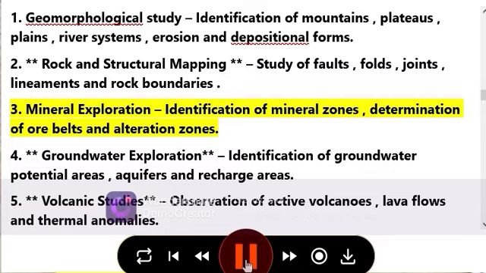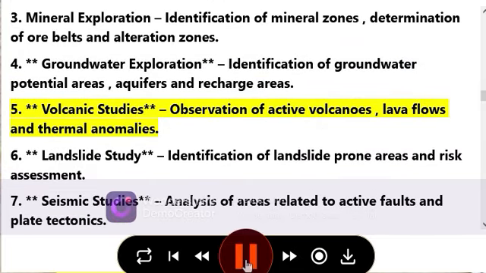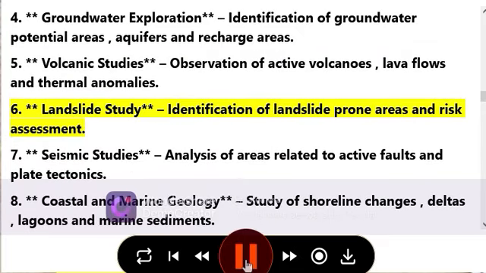3. Mineral exploration, identification of mineral zones, determination of ore belts and alteration zones. 4. Groundwater exploration, identification of groundwater potential areas, aquifers and recharge areas. 5. Volcanic studies, observation of active volcanoes, lava flows and thermal anomalies.